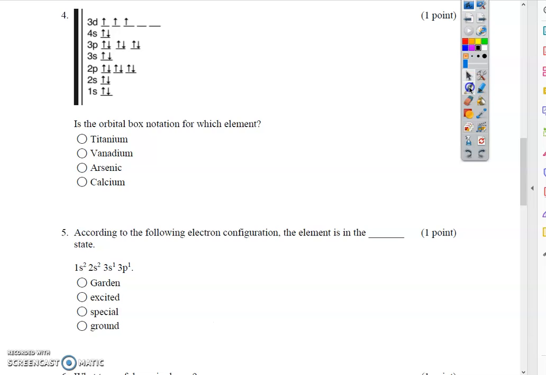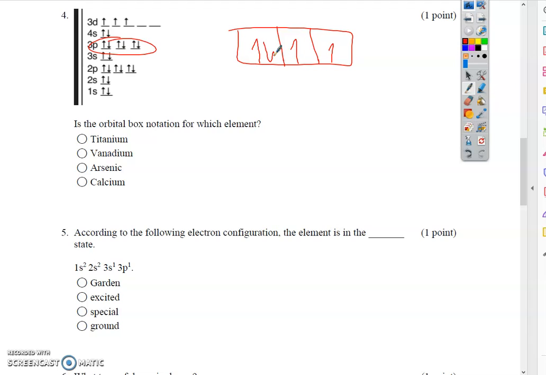Now remember when you're doing orbital box notation, and it's not coming up in this example, so this 3p section here, let's say you're filling out something an atom that has 4 electrons in the 3p orbital. So what you do is put 1 in each of those orbitals before you start doubling up, right? Orbital box notation, all right, so we just did that one.